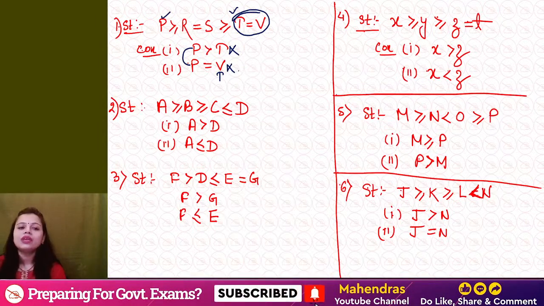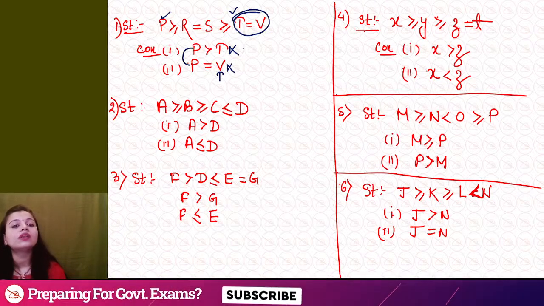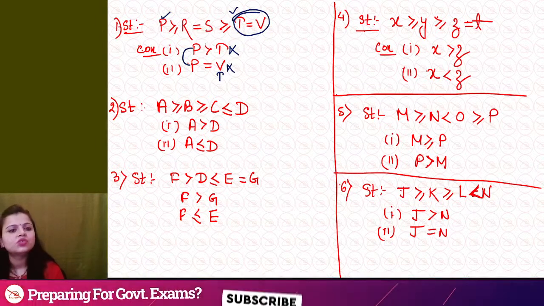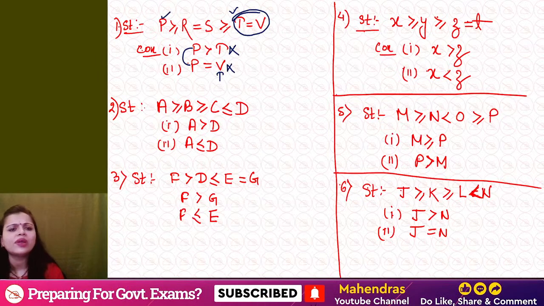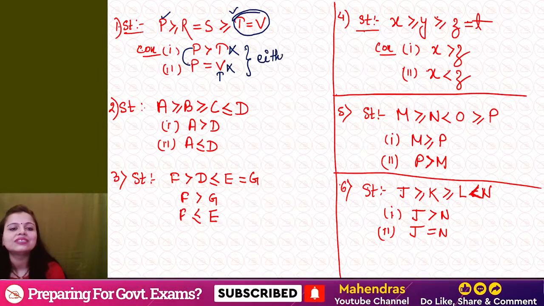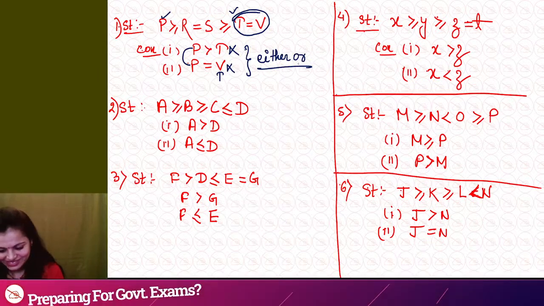And rule number 3 is only two signs according to the statement. So according to the statement, only two signs, right? In the statement we are getting greater, equal. See, P is greater or equal. So that means the first one is either or case. So first one is either or.